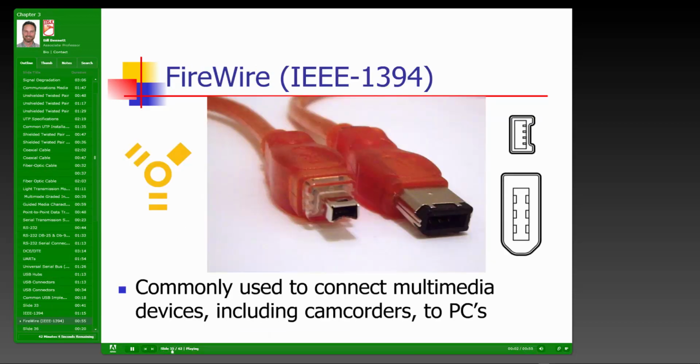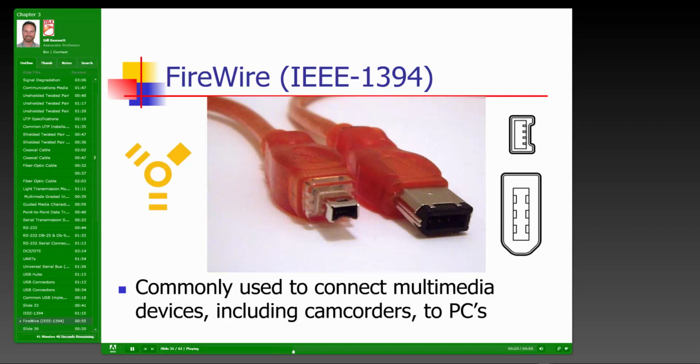So here we see on the far left the yellow icon there, which represents the IEEE 1394 or FireWire. Of course, again, that's what you would see located on the ends of the cables or on the port on your computer to indicate that it's a FireWire port.